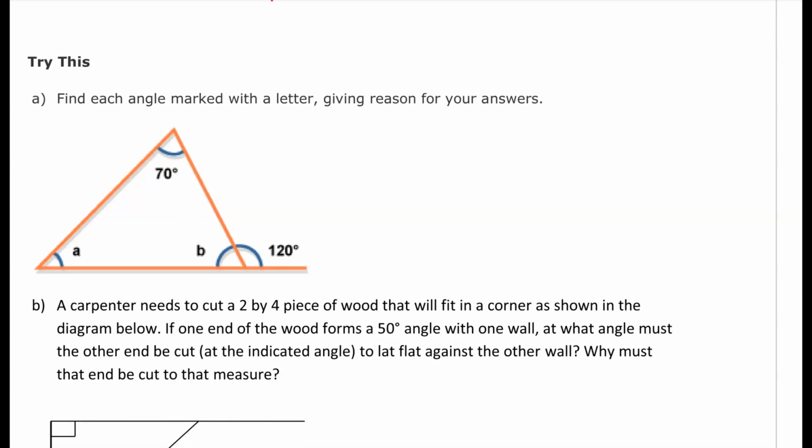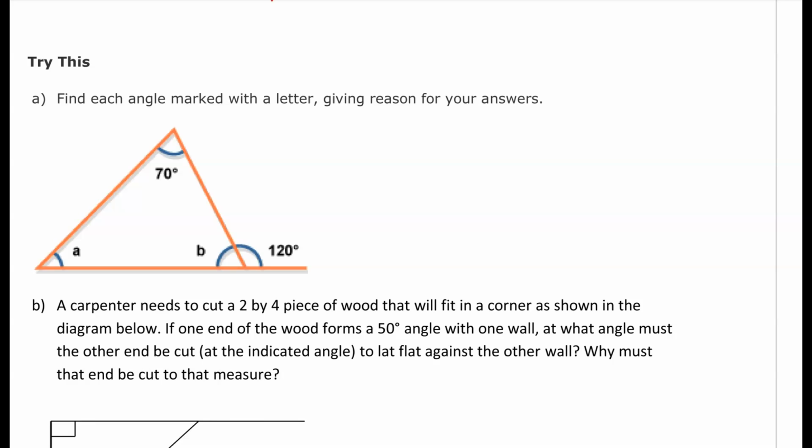Below it says try this. Find each angle marked with the letter, so we're looking for B and A, and give reasons for your answer. Well, to figure out the angles inside the triangle, you need to have at least two of them because there's only three. So if we only had one angle, which is the 70 degrees, and did not know this angle, we would not be able to solve for this.